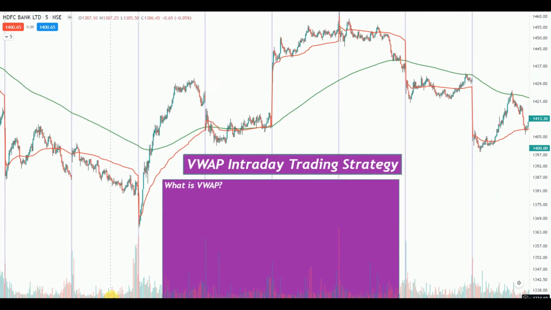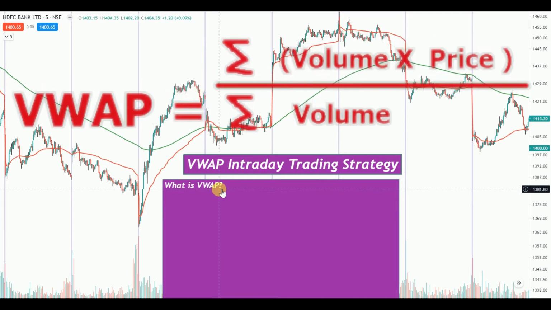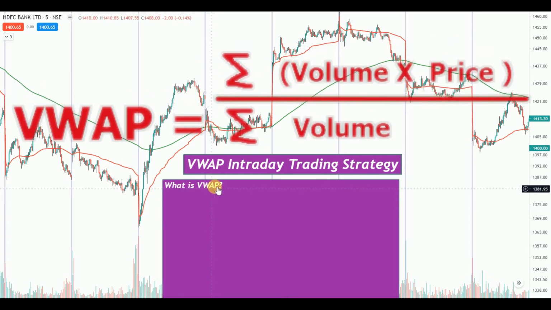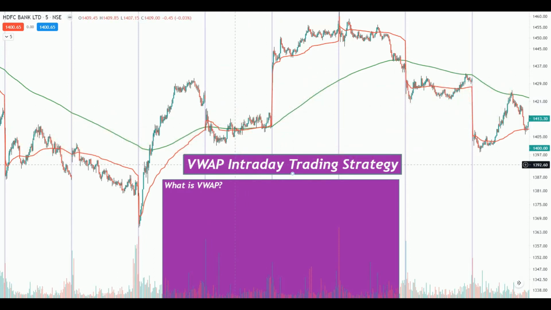So the first thing that we are going to discuss is what is VWAP. VWAP is nothing but volume weighted average price. It is a weighted average of price and the volumes traded during that session. This indicator is available across most of the trading platforms, and this is basically an intraday trading indicator.